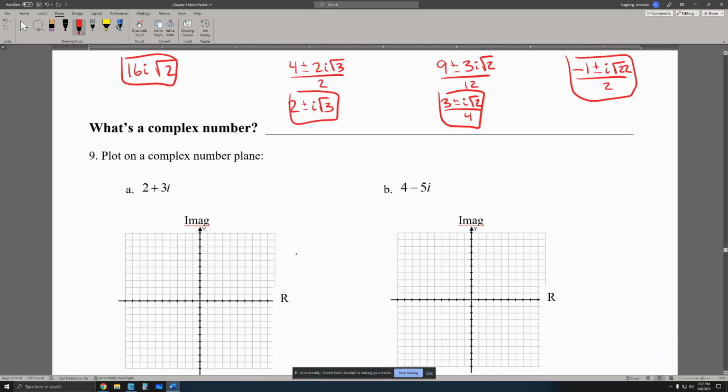So what is a complex number? A complex number is any number represented in the form a plus bi, where a and b are real numbers. So that number b is a real number coefficient, where a is the real component and then b is the imaginary component.